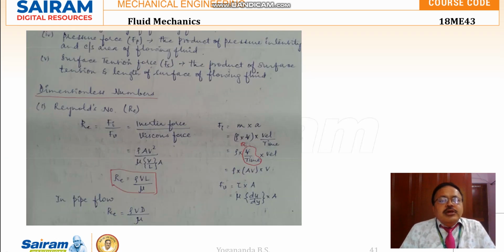Then pressure force. The product of pressure intensity and cross-sectional area of the flowing fluid. So pressure force is the product of pressure multiplied by the area. Then surface tension force. It is the product of surface tension multiplied by length of the surface of the flowing fluid. Here we are not considering the area of the container in which the fluid is flowing.